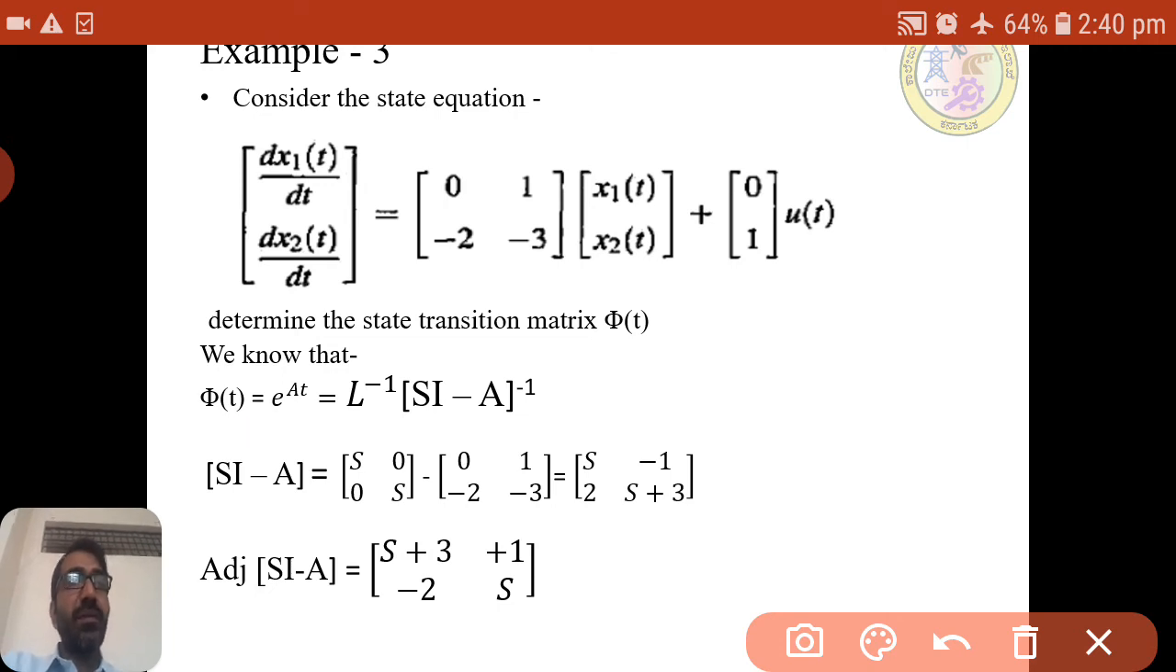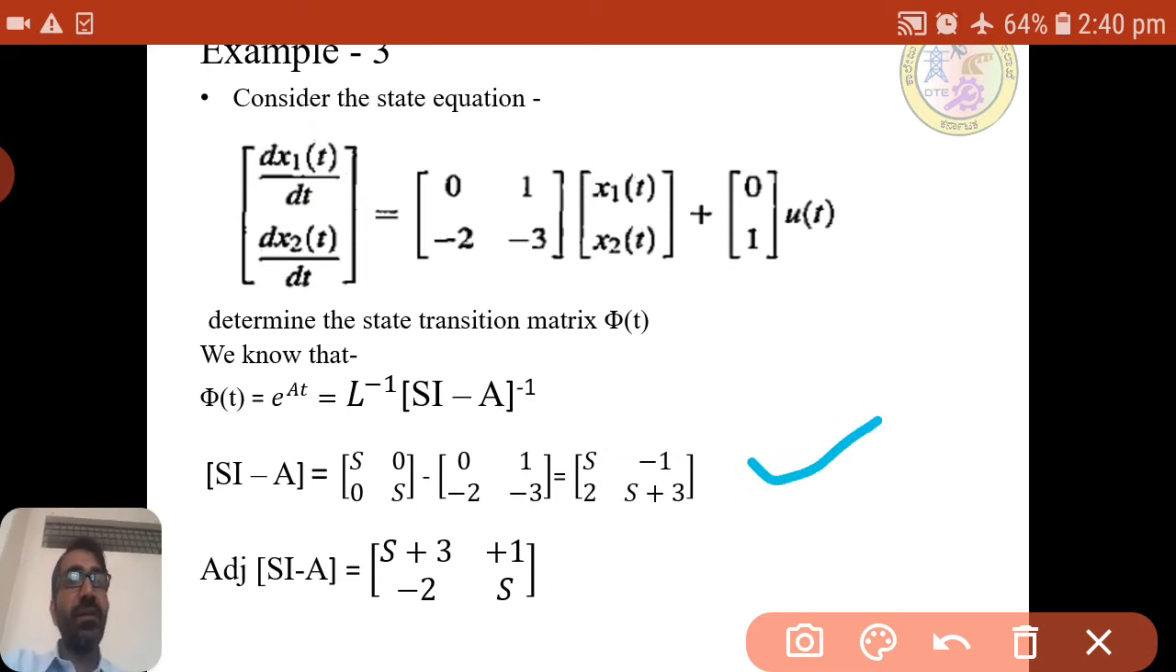Okay, so already we know it is a 2 by 2 matrix, and here we need sI minus A. A is [0 1; minus 2 minus 3], and if you do the matrix subtraction, it is s minus 0 which is s, 0 minus 1 which is minus 1, 0 minus of minus 2 which will be 2, and s minus of minus 3 which is s plus 3. Okay, so this is sI minus A.